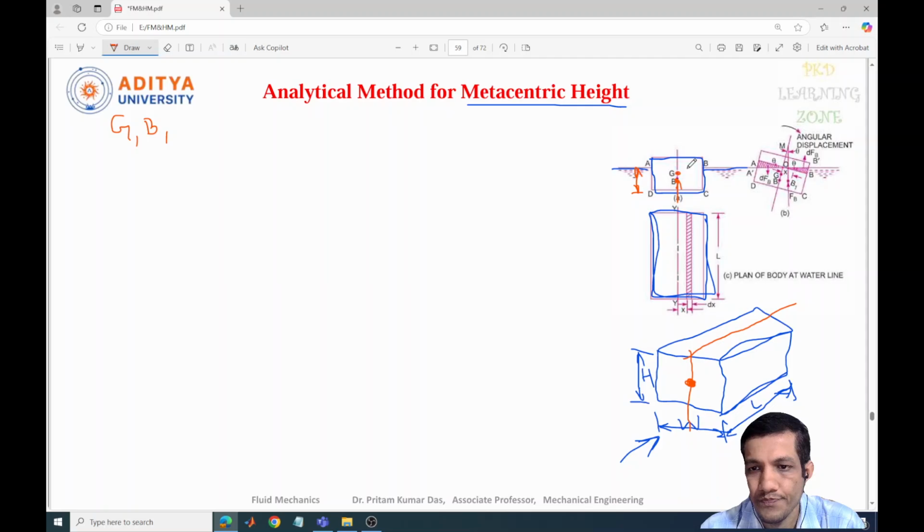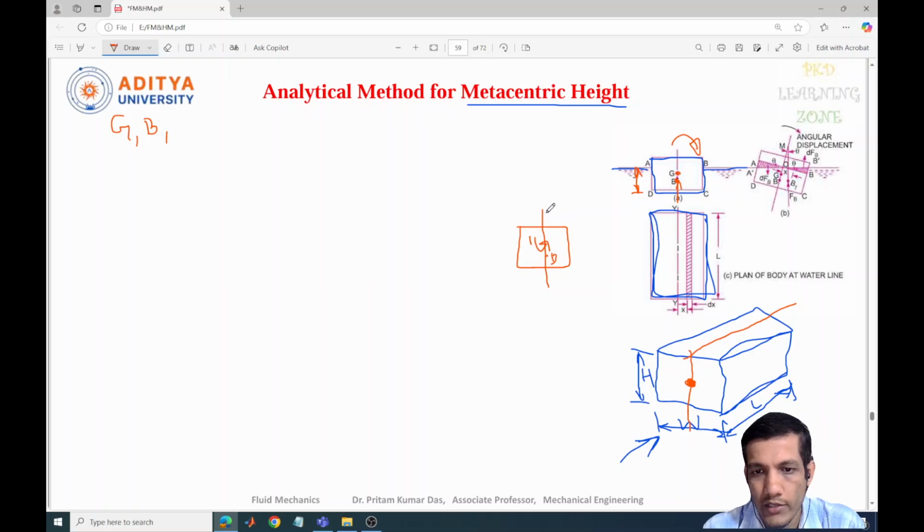Now suppose we rotate this object slightly by an angle theta in the clockwise direction. Only then are we able to find out the metacenter and metacentric height. So let me draw this object which is present, and this is the axis line of that, and this is the G point, and here the B point is there.